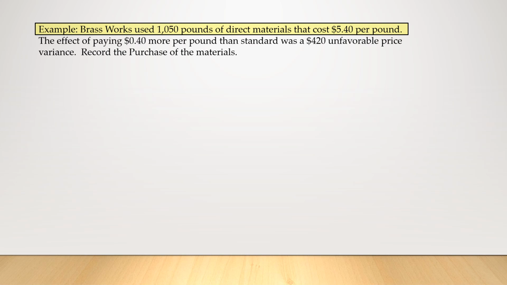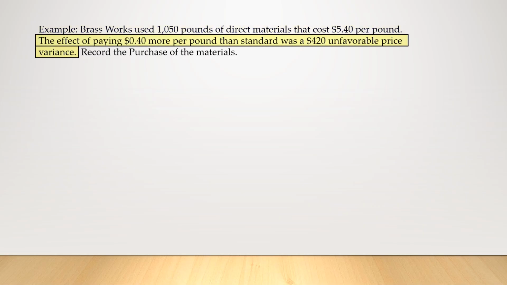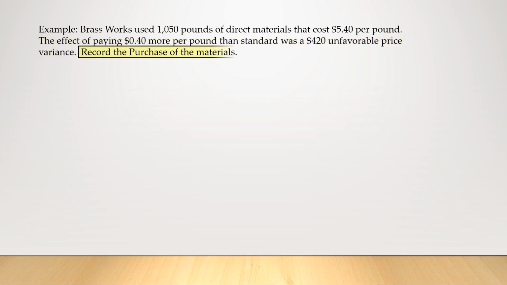Brassworks used 1,050 pounds of direct materials that cost $5.40 per pound. The effect of paying 40 cents more per pound than the standard was a $420 unfavorable price variance. Record the purchase of the materials.